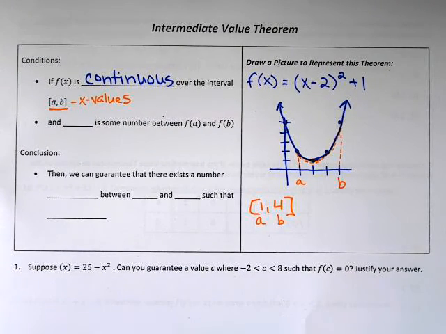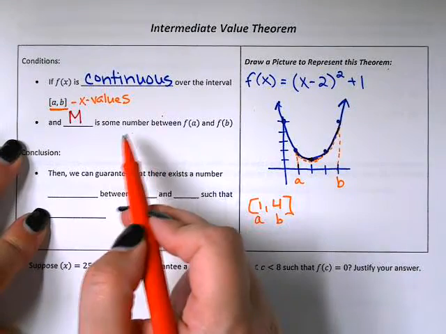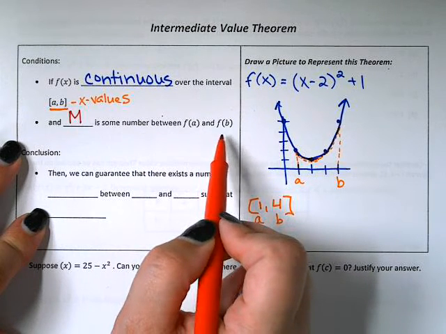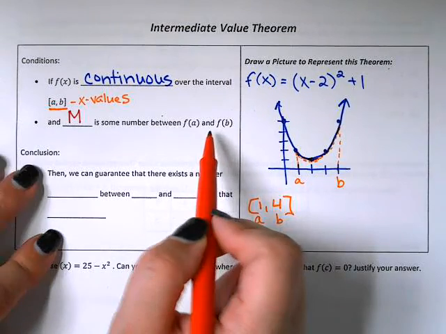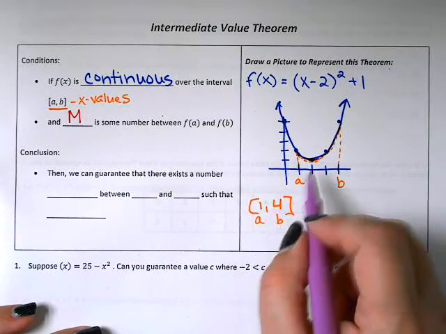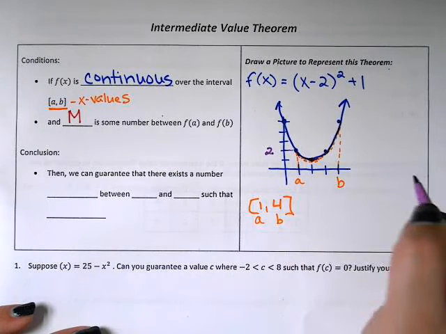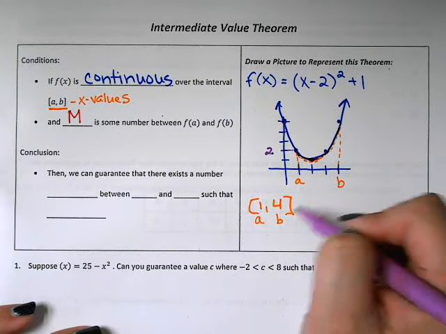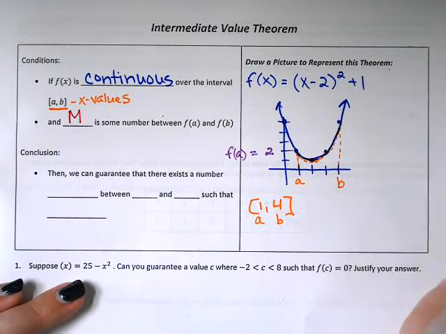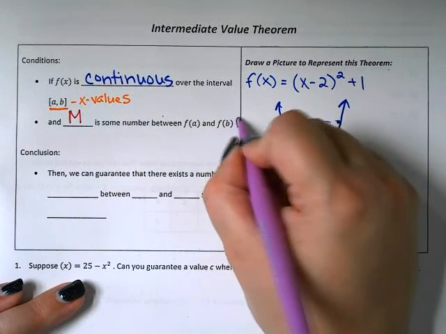The second condition is that m is some number between f of a and f of b. Well, we need to think a little bit about what that means. So f of a really just means f of 1. So that's this value here. That would be 2, okay? F of a equals 2. F of b, that's 5.